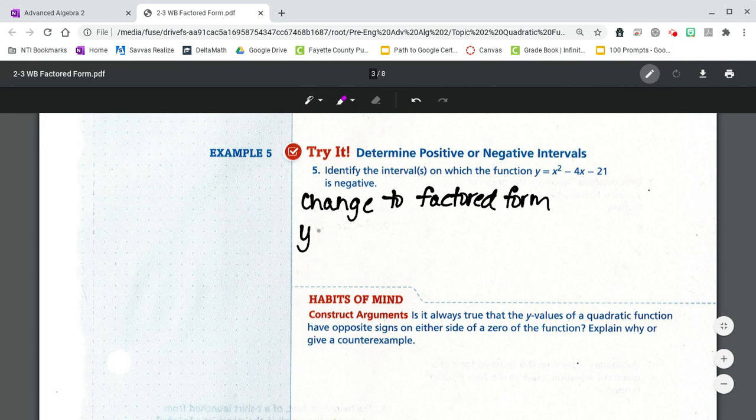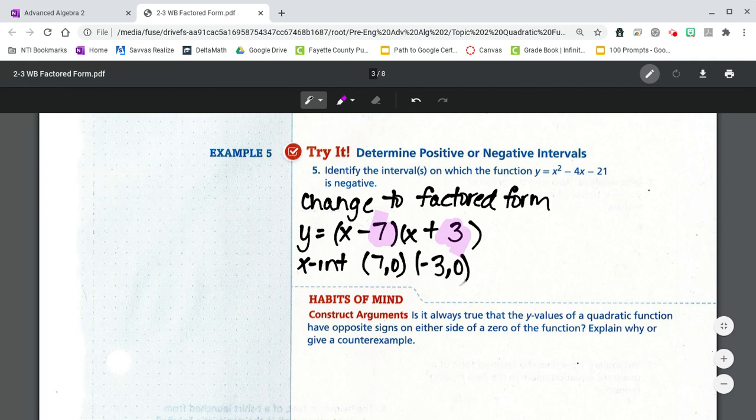Then I'll have y equals, let's factor this, x, to get x squared we need an x and an x. To get 21 I can have 7 times 3 is 21 with a negative 7 and a plus 3. Alright, so that's factored form, and because it's in factored form I can look at these numbers and tell you what the x-intercepts are. So there are x-intercepts at 7, 0, because you take the opposite of the symbol in there, and negative 3, 0.